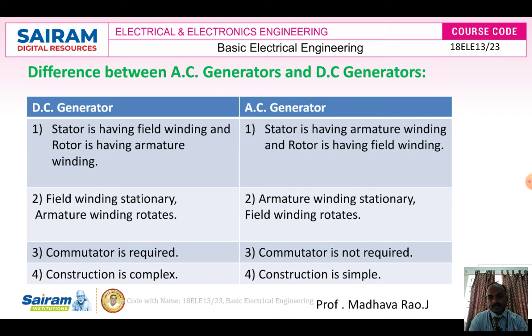Next, the fourth point. In a DC generator the construction is complex, because the commutator is an extra part required, with brushes and other segments. So the DC generator construction is much more complex than that of the AC generator. The construction of the AC generator is simple. So this is about the differences between AC and DC generators.